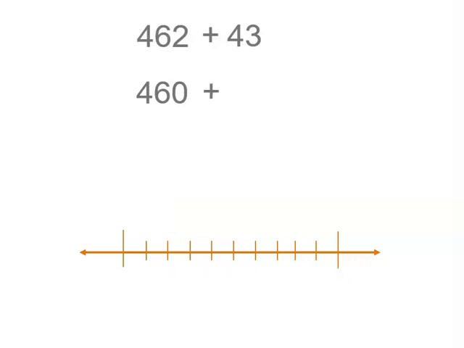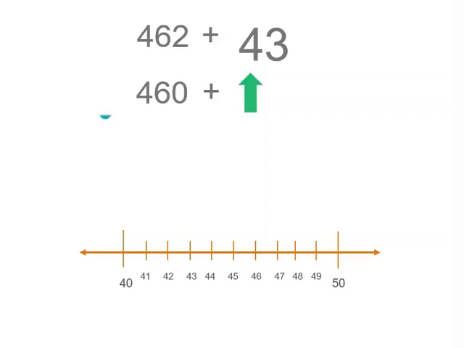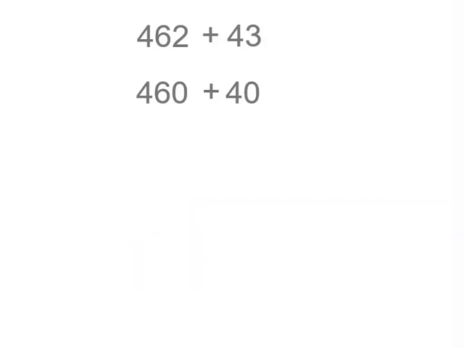Now, 43 is going to be either 40 or 50 if we round it to the nearest 10. And 43 is closer to 40. So we've now got 460 plus 40. Or 46 tens plus 4 tens, and that's equal to 50 tens or 500.